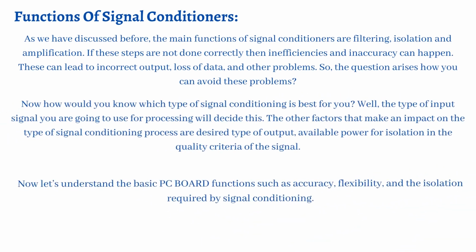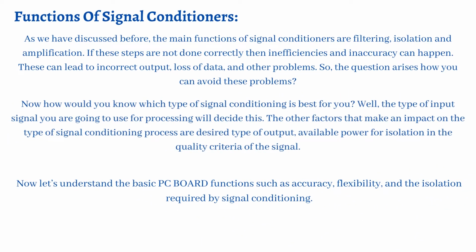Functions of signal conditioners. As we have discussed before, the main functions of signal conditioners are filtering, isolation and amplification. If these steps are not done correctly, then inefficiencies and inaccuracy can happen. These can lead to incorrect output, loss of data, and other problems. So, the question arises how you can avoid these problems.